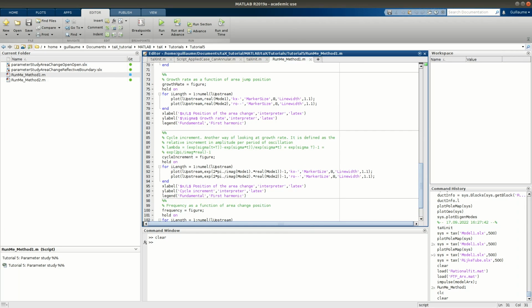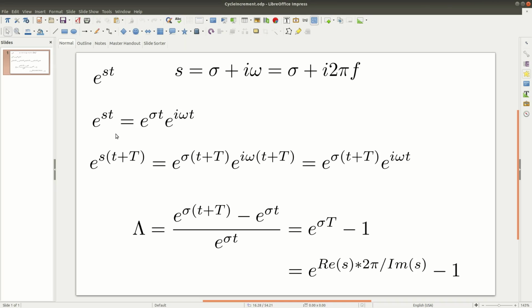Let me briefly give you an introduction on that topic. TX uses the convention exponential st, s being the Laplace variable, which is sigma plus i omega. So growth rate sigma and the frequency. It means that the exponential st term can be decomposed into a growth rate term and an i omega, or angular frequency, term.